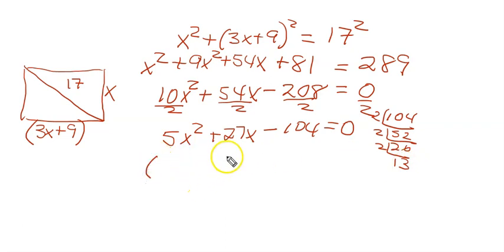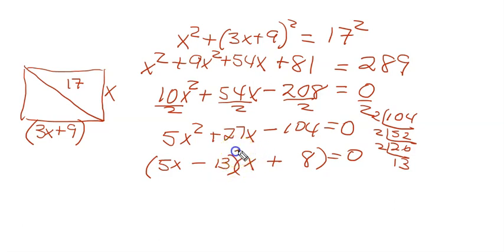So again, we want to find factors. And we know this is going to be 5x, and this is going to be an x. Now, we want to get a 27 in the middle, but we know one of the signs is going to be negative. So 2 times 2 times 2 is 8. And then I have a 13 here. Now my outers need to be a positive here, so I'll make this a positive. And then this is a negative.